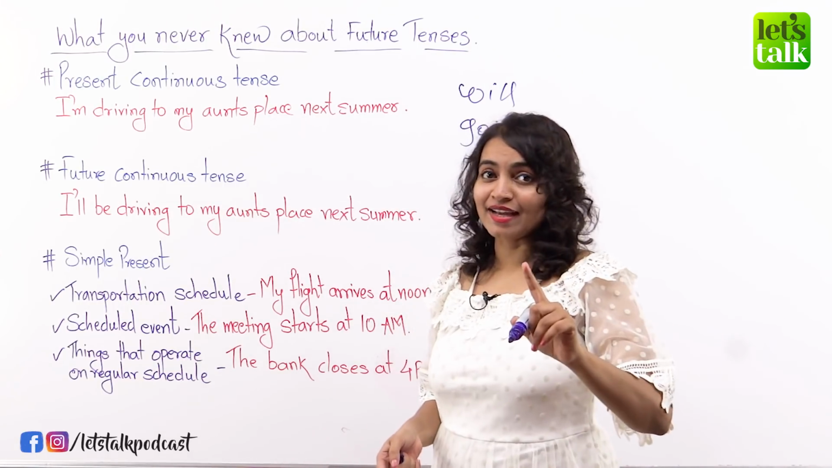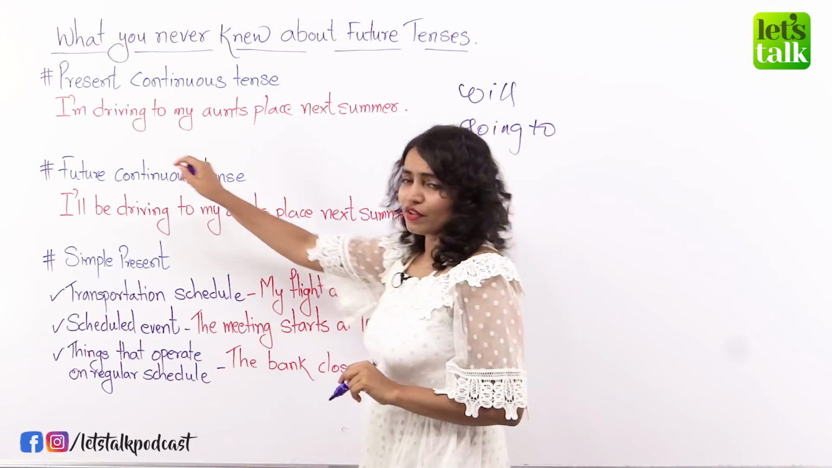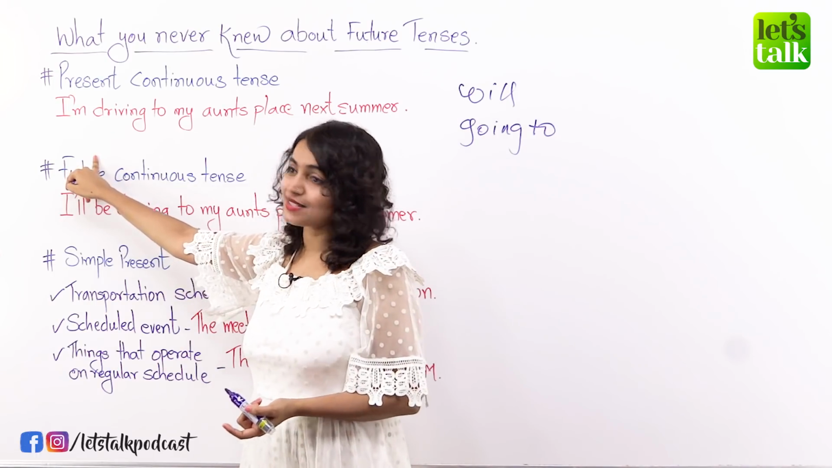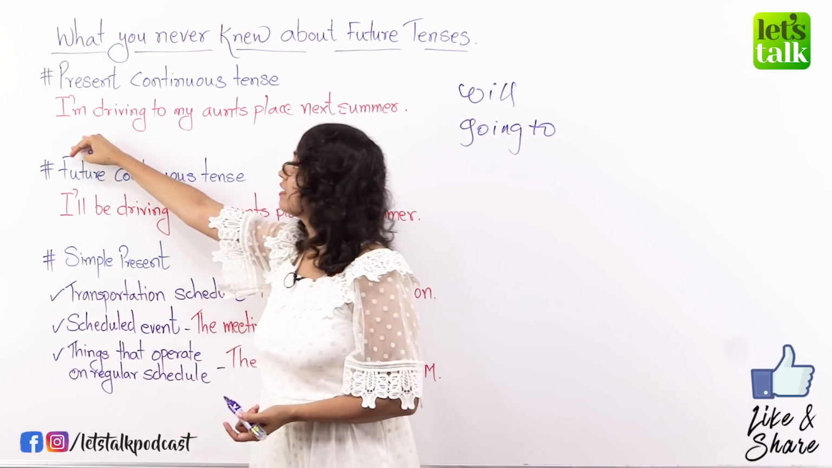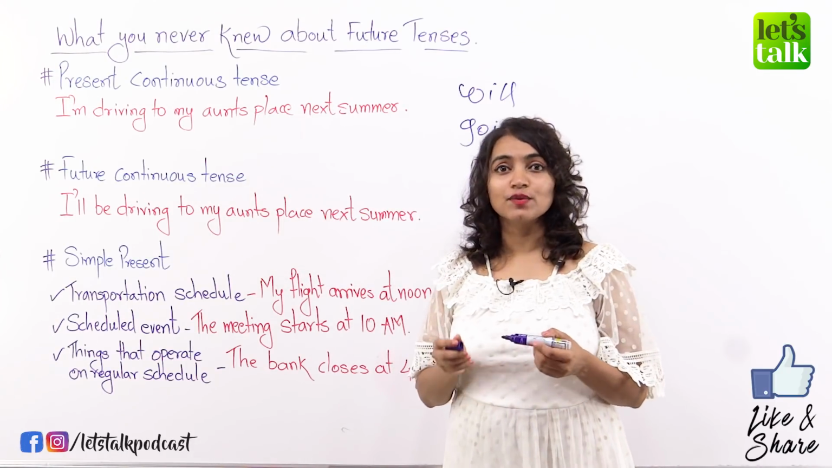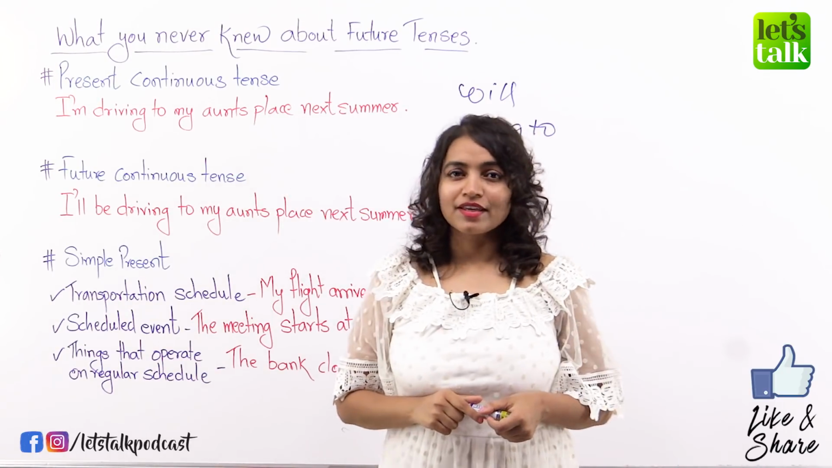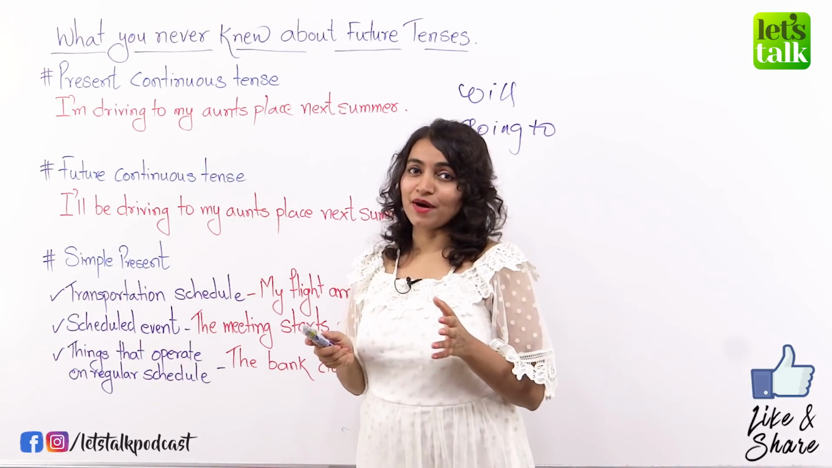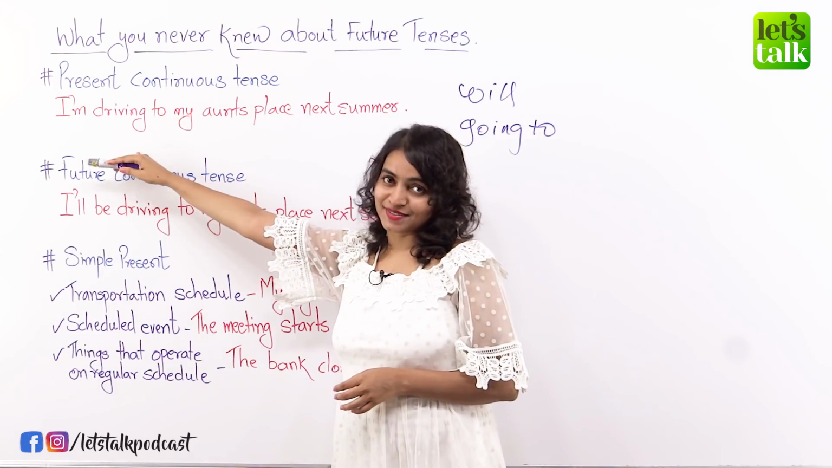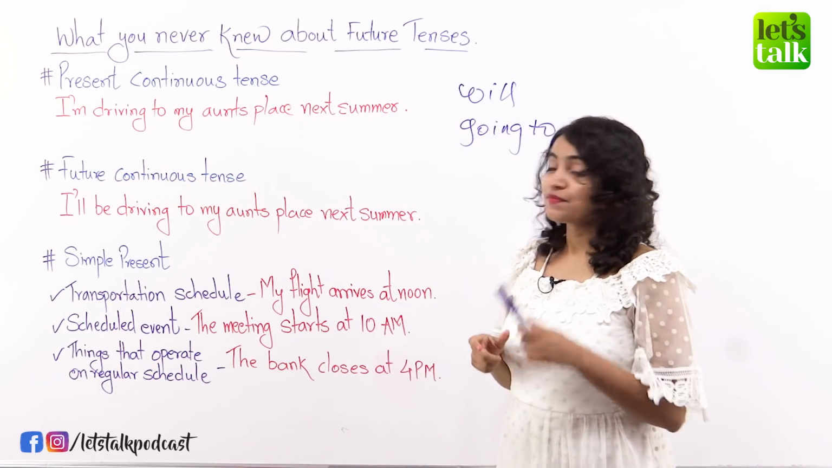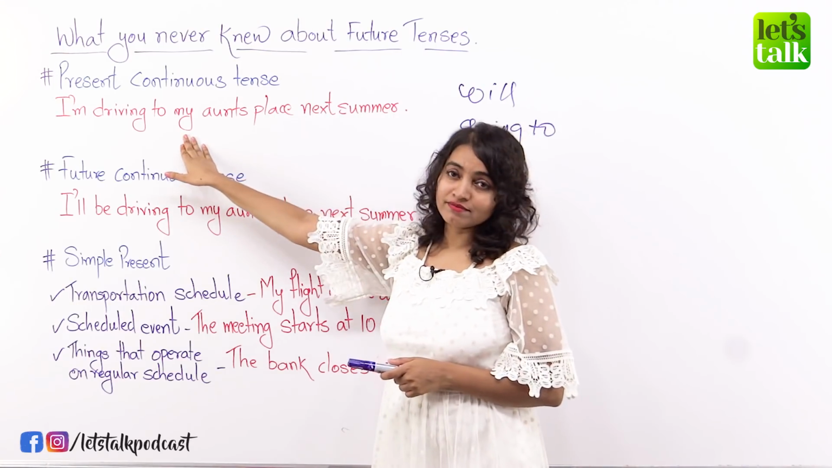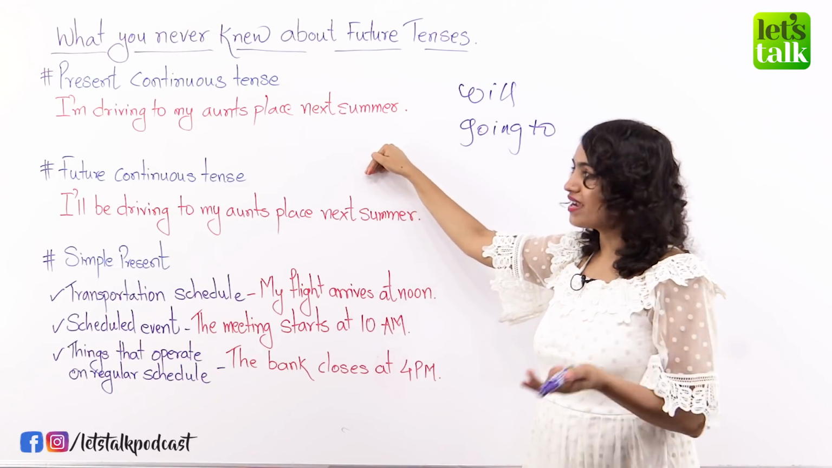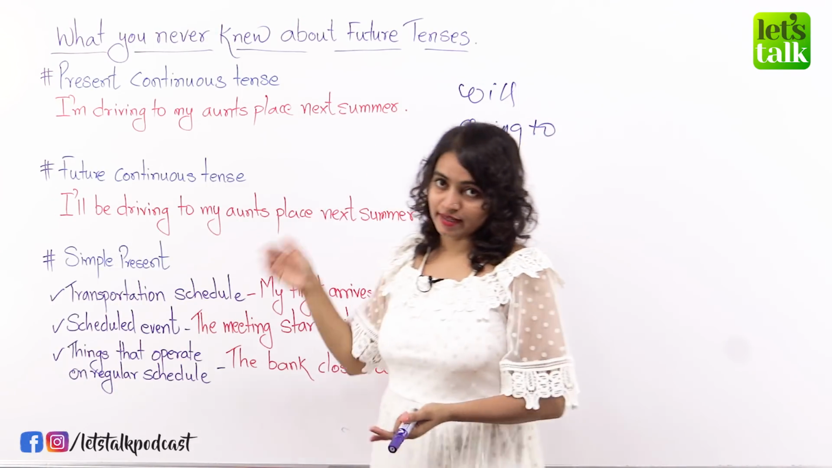Okay, let's look at the first way. What if I told you that you can talk about the future tense by using a sentence in the present continuous tense? Well, you'd think I was crazy. Don't worry, I'll help you understand that by showing you a very simple sentence. The sentence says, I'm driving to my aunt's place next summer. Now, why is this a present continuous tense?